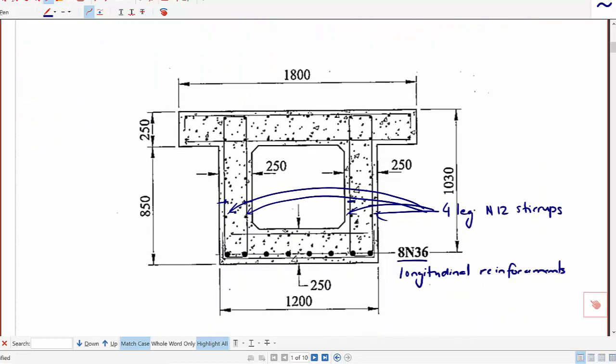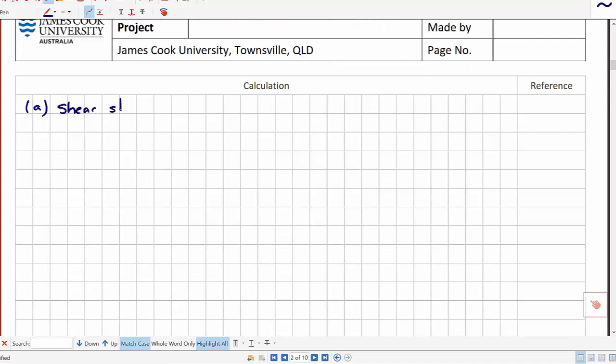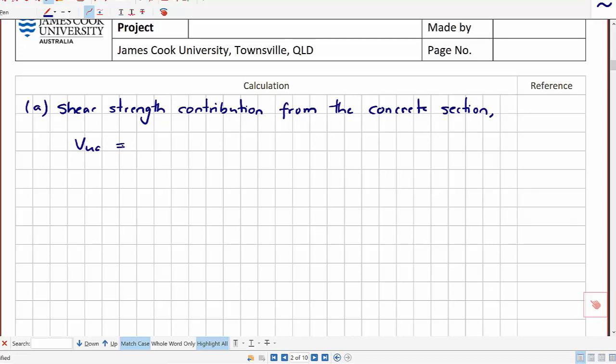So now first let's find the shear capacity of this concrete section alone, and then we proceed to find the contribution from the steel stirrups. So we know that the shear capacity from the concrete section alone is given by the empirical formula for Kv, and this is given in clause AS3600.